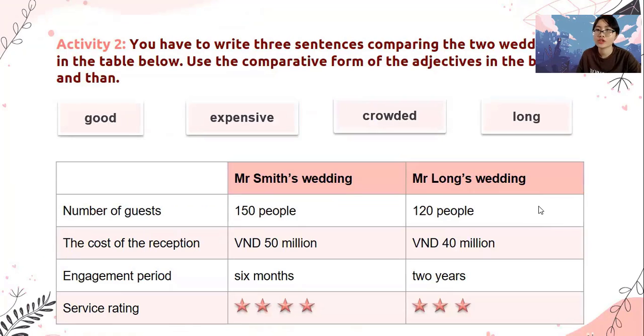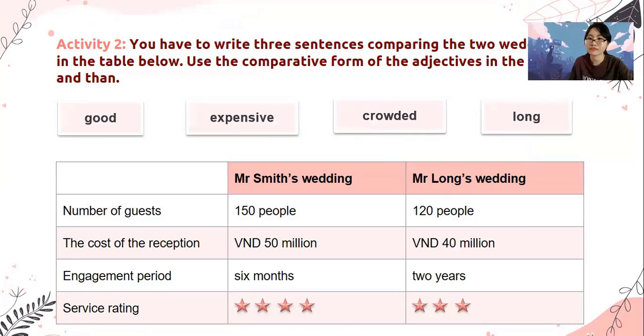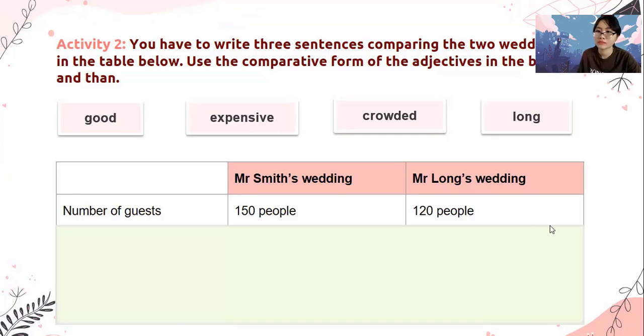Okay, so moving on to the next activity, you have to write 3 sentences comparing the 2 weddings based on the categories in the table below. You must use the comparative form of the adjective in the box and than. So remember to use the past tense in this task. The first row is an example for you. Look at the number of guests at the 2 weddings.